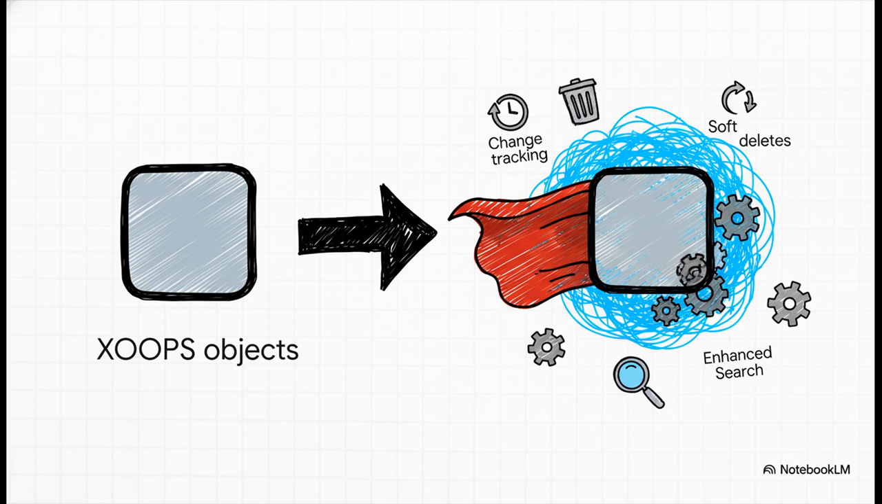Moving up a level, we have Tier 2, the extended layer. This is where XMF starts talking directly to XOOPS. It intelligently builds on what's already there, giving you things like repositories for data access and a whole suite of object traits that basically supercharge your existing XOOPS objects with new powers like change tracking or soft deletes.